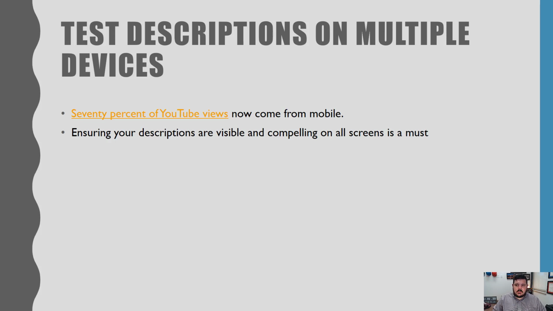Okay, how does your description look? 70% of YouTube views now come off of a mobile phone. So you're probably going to upload your content through a desktop onto YouTube, so you'll be able to see what the channel, the video, and the description look like on your computer.